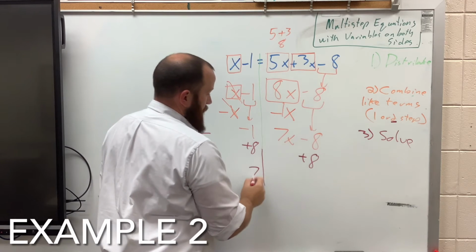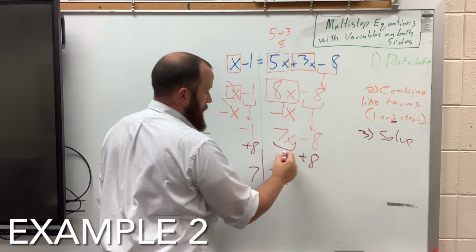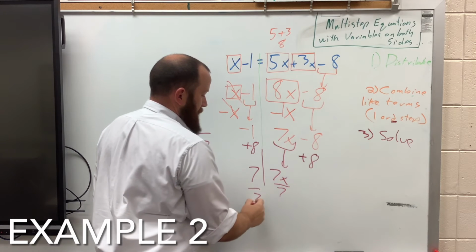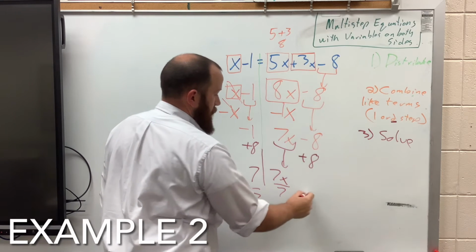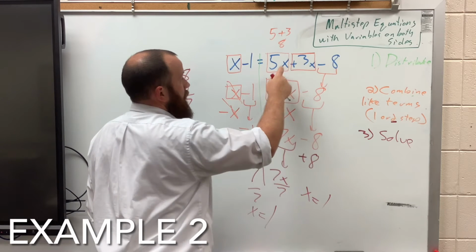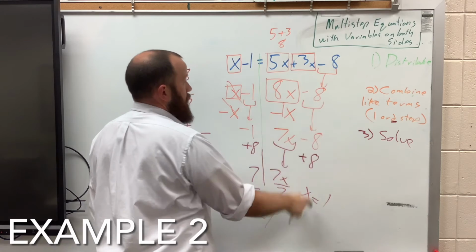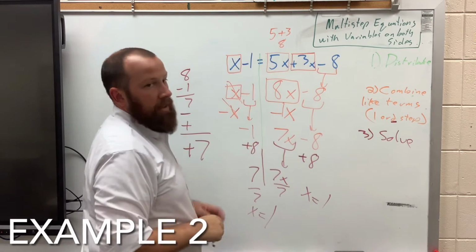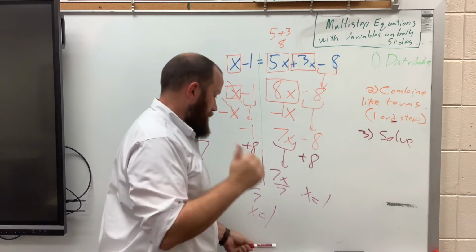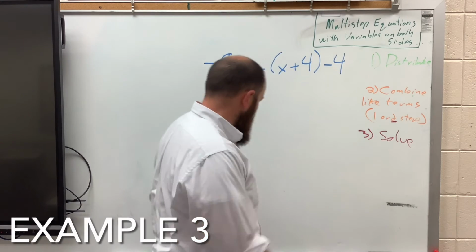So 7x, divide by 7, x equals 1. If I plug it back in, that gives me 5 plus 3, which is 8. That gives me 0. Plug 1 in there, gives me 0. 0 equals 0. All right, example number 3.